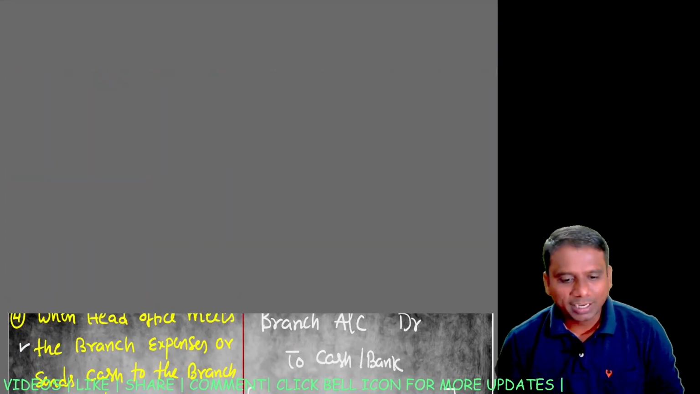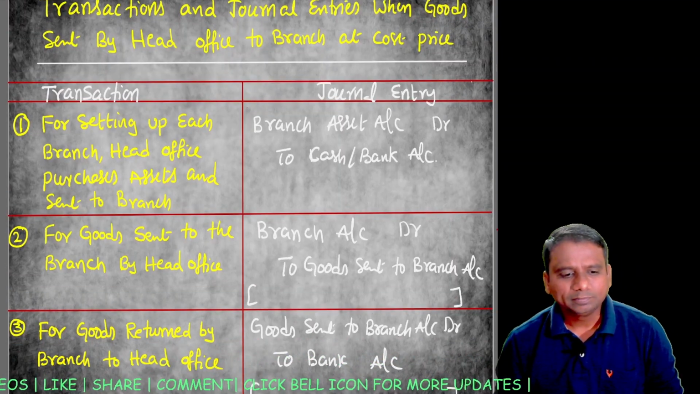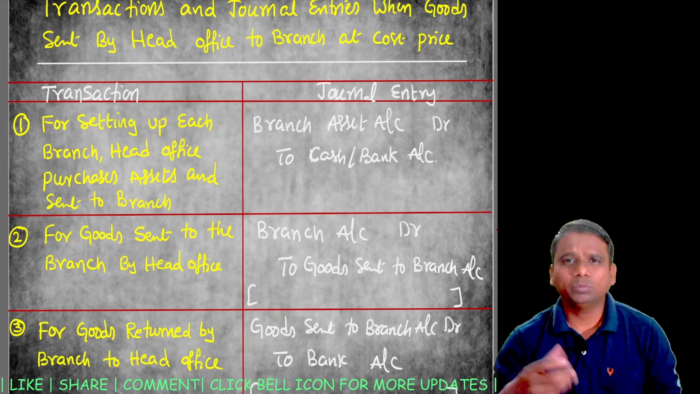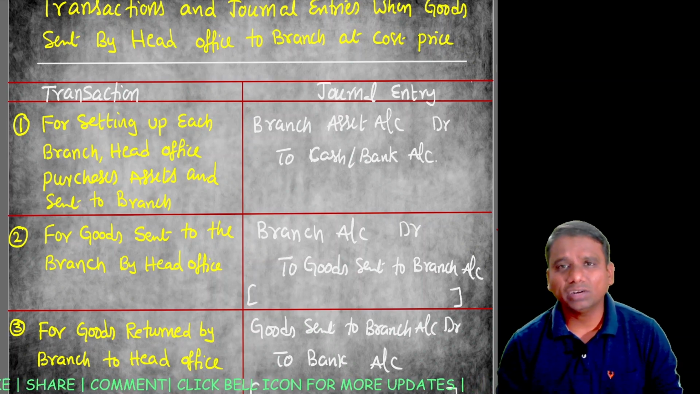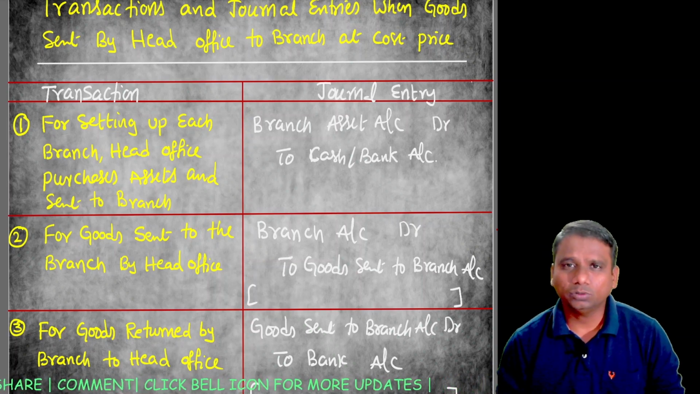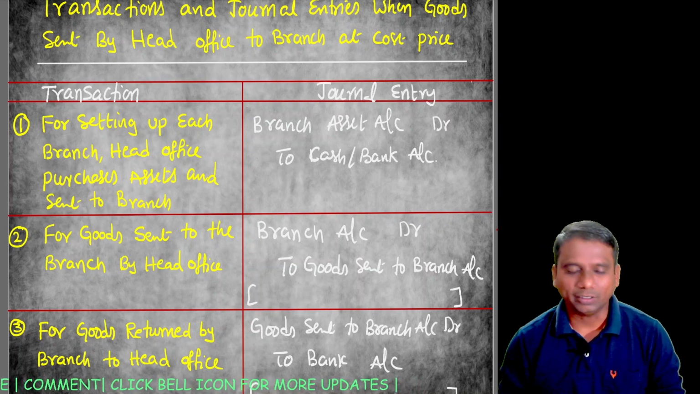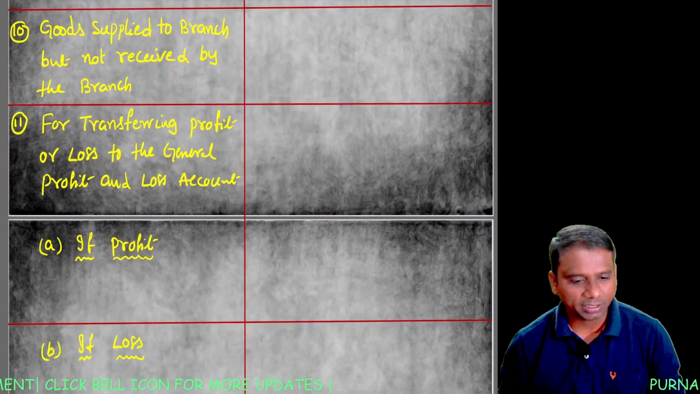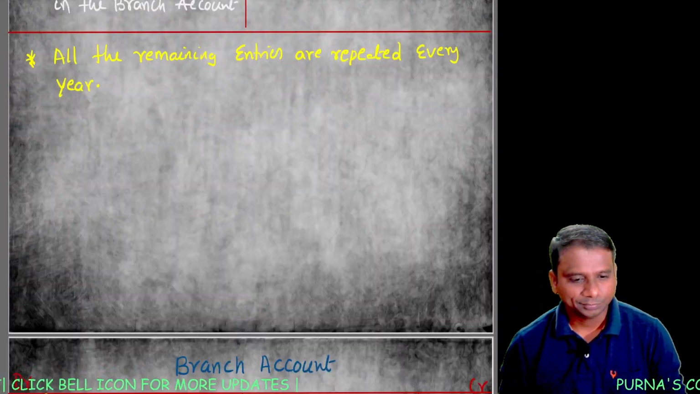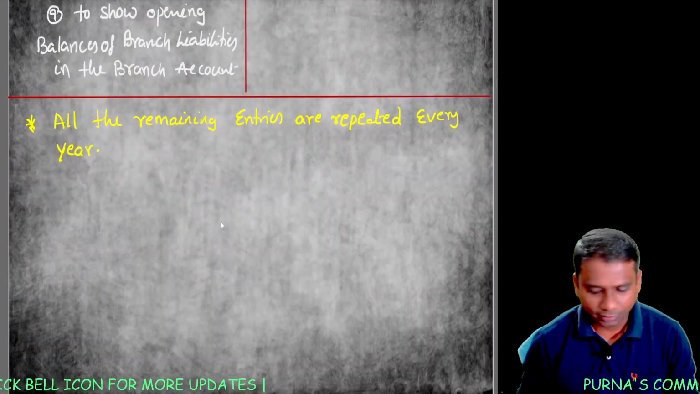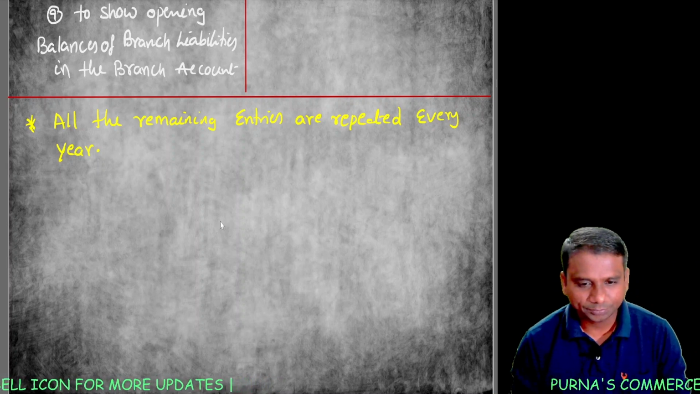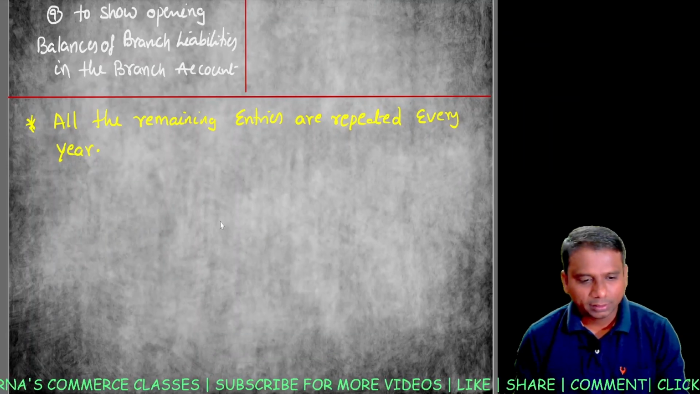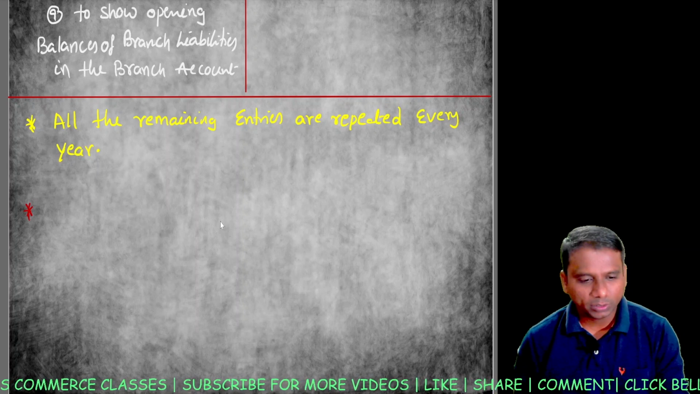Now, at the time of purchase of assets for establishing the branch, what is the entry we have written? Branch assets account to debit to cash or bank account. Here I forgot to discuss one more transaction. Look, at the end I will write one more entry. Look at one more transaction.